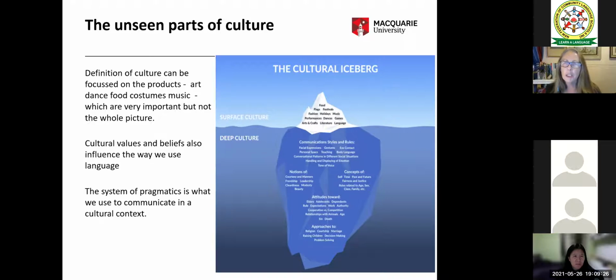So if we just teach music, dance, food, poetry, costumes, that sort of thing, we're dealing with one part of culture. And we often tend to do that sort of separately in a way to our main areas of teaching. But whenever we teach language, we have to think about these deeper parts of culture as well. And they're the cultural values and beliefs that influence the way that we use language. And what we call the system of pragmatics is what we actually use to communicate in a cultural context.